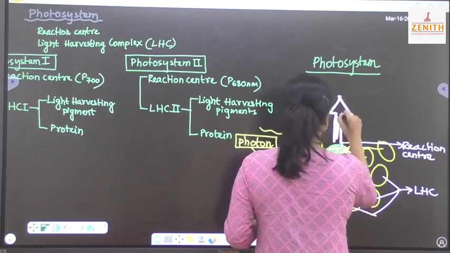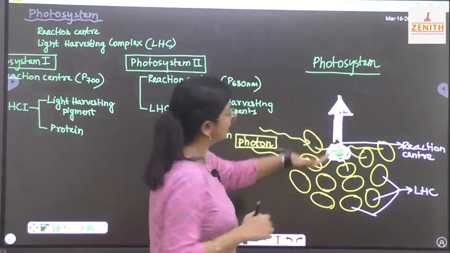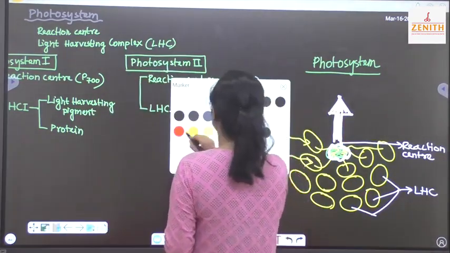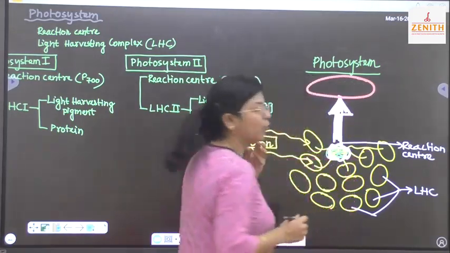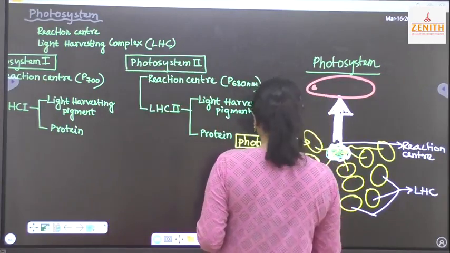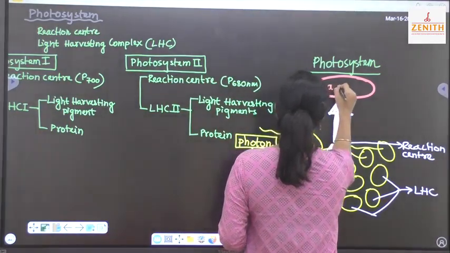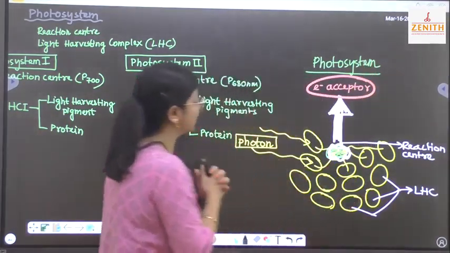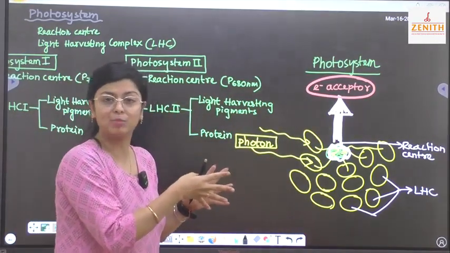When it is getting excited, the reaction center particularly will release an electron, and this electron will be accepted by one electron acceptor. So this is the structure of the photosystem, where we see the light harvesting complex or antenna molecules.